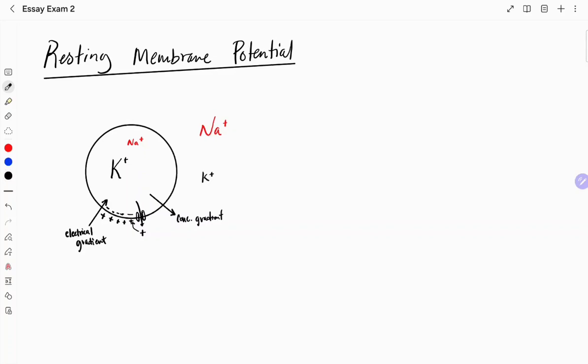Now, what's interesting about these two gradients, if you just think for a moment, when you have a cell, you would think that at equilibrium, the potassium inside the cell would match that outside of the cell, right? However, because there are two different forces at play here, the cell can reach an equilibrium without actually having the same concentrations inside and outside of the cell.